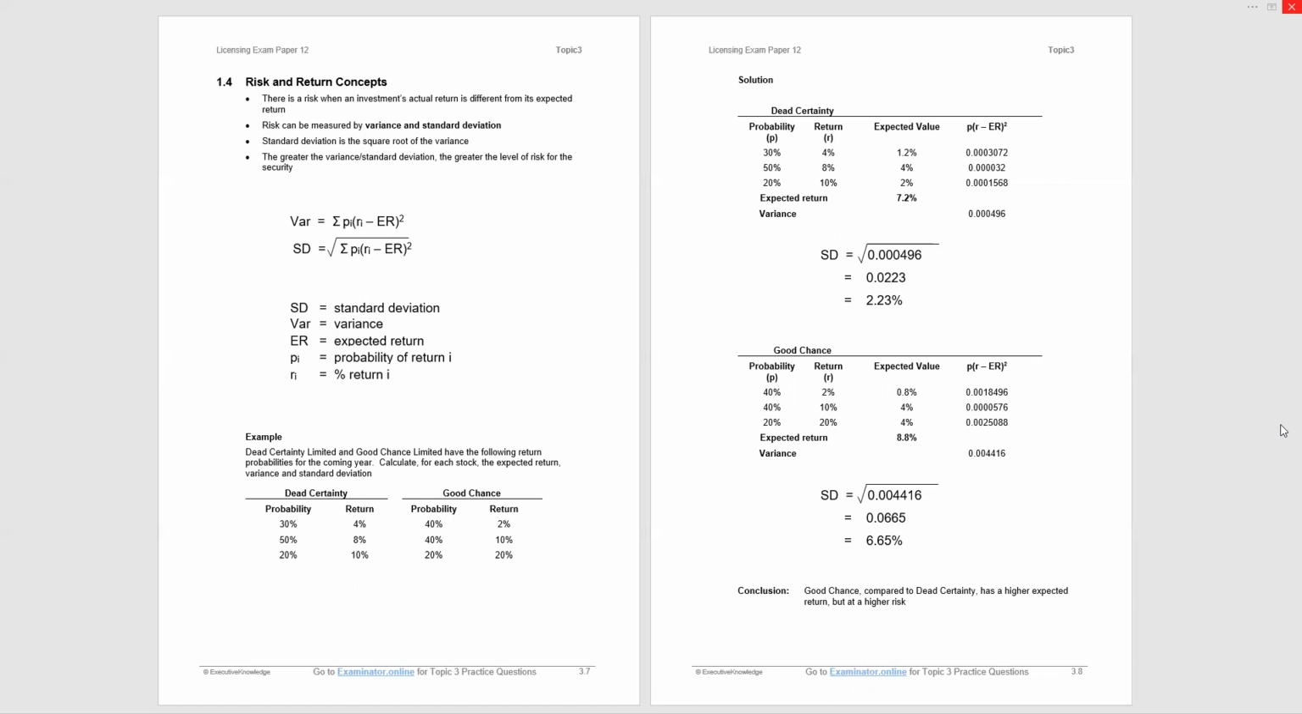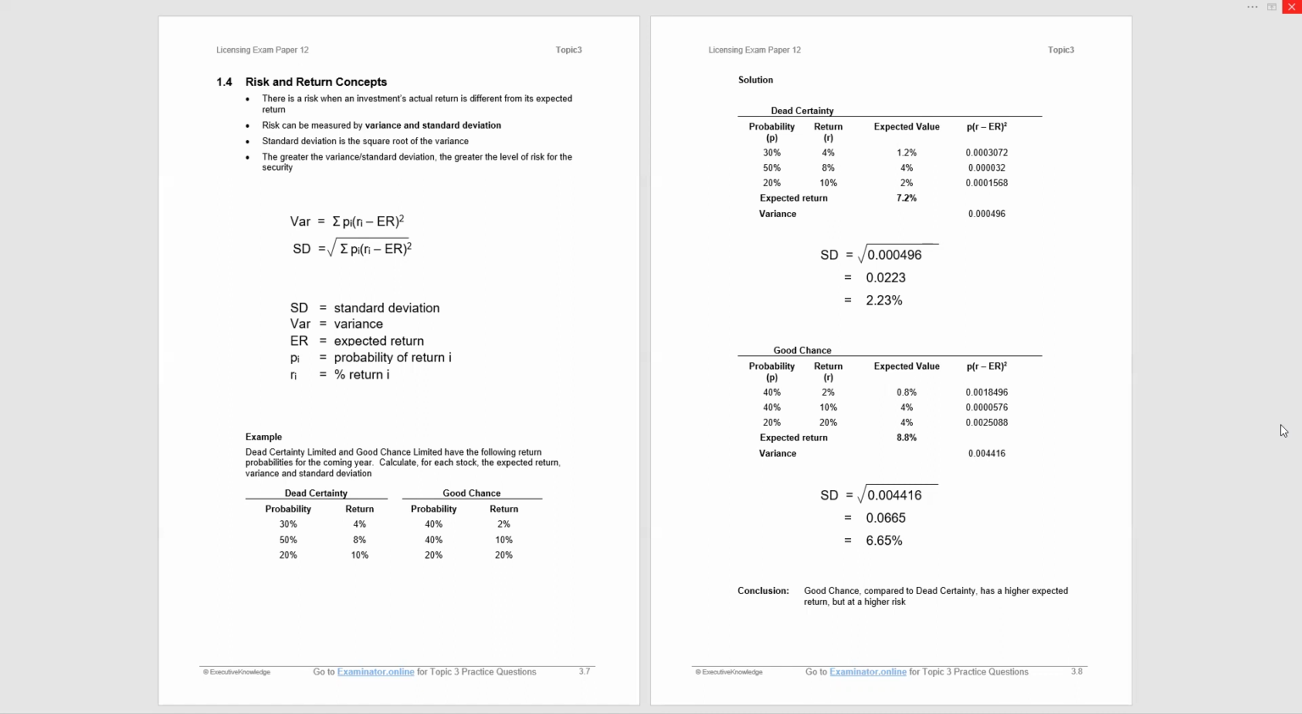So let's look at an example. Dead Certainty Limited and Good Chance Limited, so we've got two companies, have the following return probabilities for the coming year. We're asked to calculate for each stock the expected return, variance and standard deviation. Well, we've already done the expected return for Dead Certainty, and that appears again at the top of page 3.8. We've applied the probabilities to the returns, multiplied across, added up, in the middle number there, 7.2%.